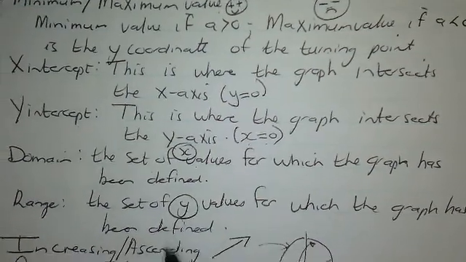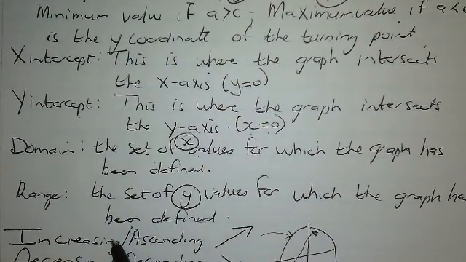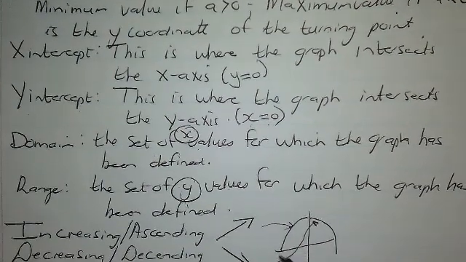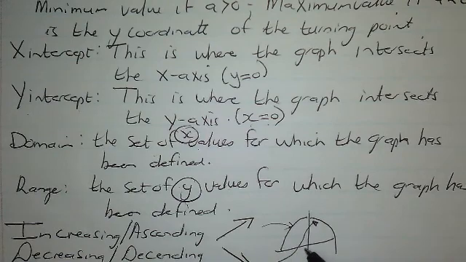Then you must remember, increasing is the same as ascending. That's where your graph is going upwards. So that's going upwards there. So if the x is increasing this side, the y also is getting more. So that's the increasing part of your function.